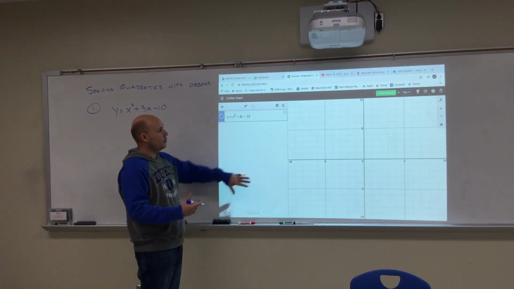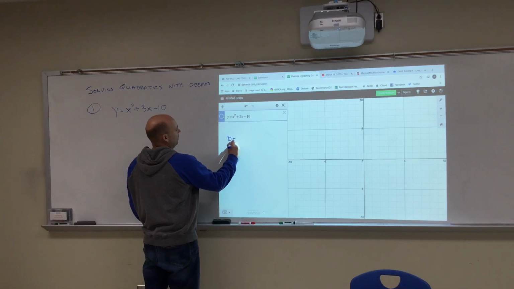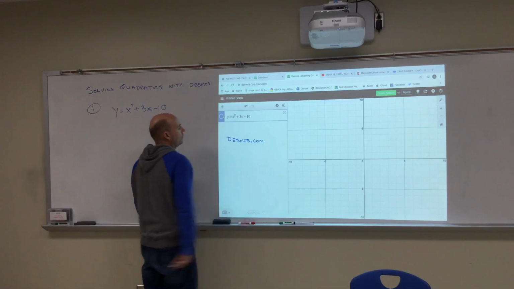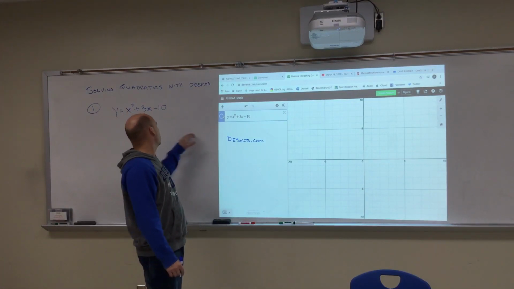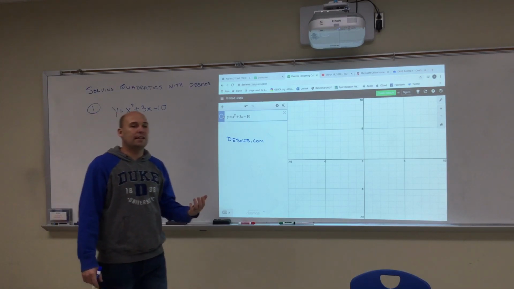All we're going to do is take Desmos, so desmos.com. If you don't remember how to get there, it's desmos.com. Okay? And then we're going to plug in the equation. So what I've done is I've done number 1. We're looking for where it crosses the x-axis.